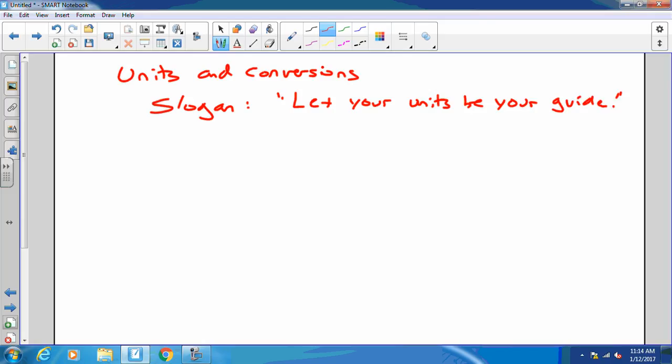Our slogan with units and conversions was let your units be your guide. What this means is that if your equation ends up with the right units, it's probably the right equation within a constant factor. And in particular, what we learned in this chapter is that we need to put in those units with our computations. So if I ask you what's the energy of blah, blah, blah, and your answer is 6, that's meaningless, and therefore not correct.